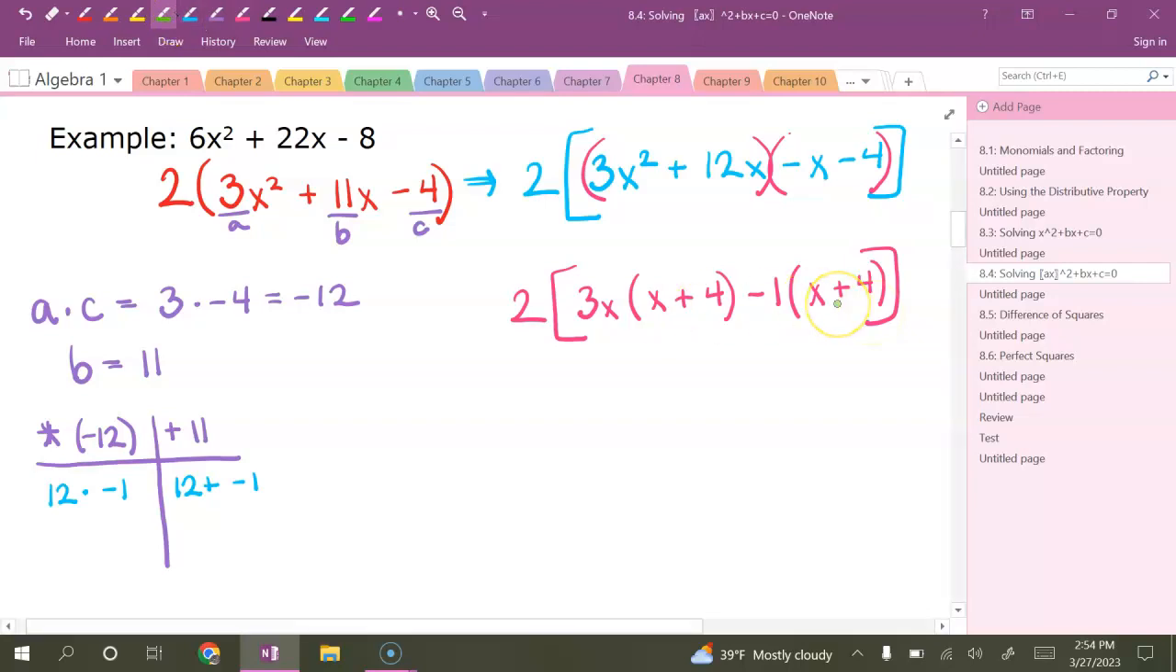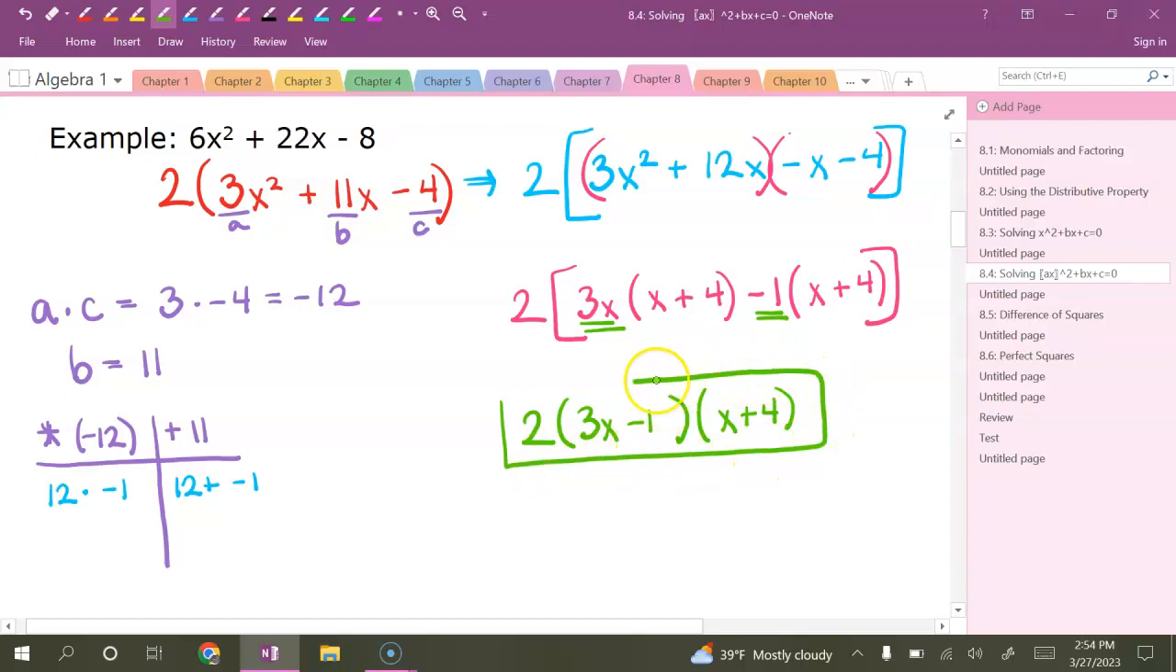Okay, the last thing we need to do is just clean this up by writing out our simplified factored answer here. The 2 is out front. In the first set of parentheses, I'm going to take those terms on the outside, the pieces that we pulled out, which is the 3x minus 1, and then the x plus 4 on the inside. And there's our final answer.